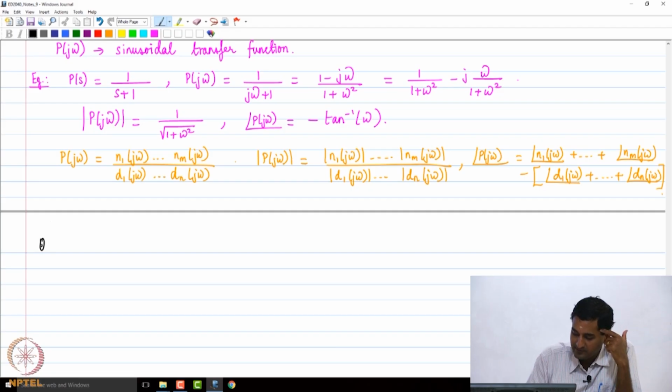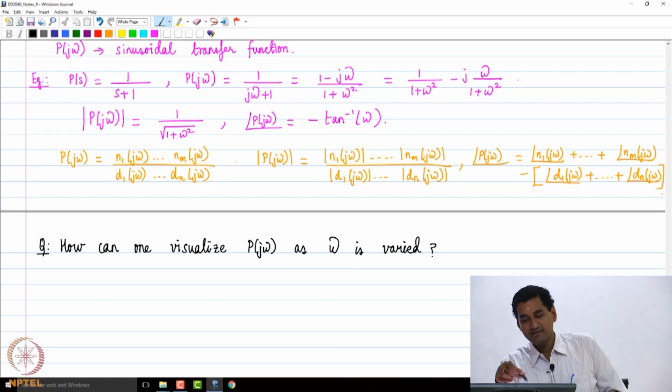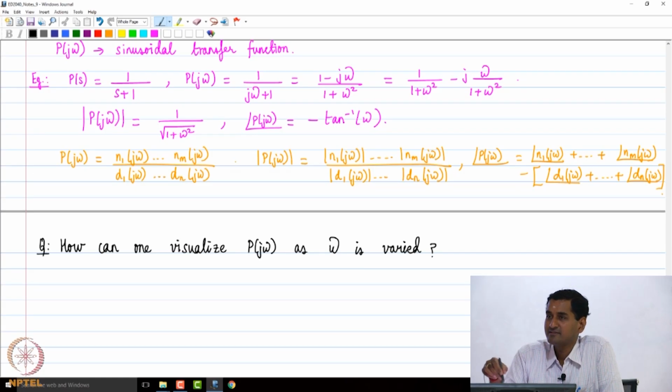So how can one visualize P of j omega as omega is varied? From a design perspective, okay, from an analysis perspective this is fine. We have some expressions, we have some formulae and so on. I have the sinusoidal transfer function as a function of omega.